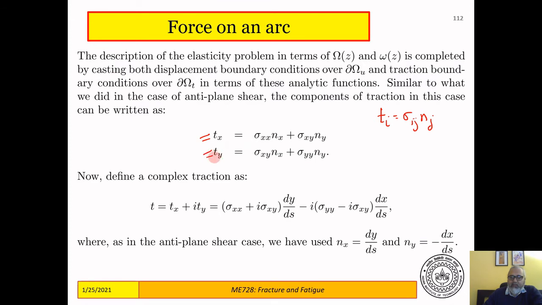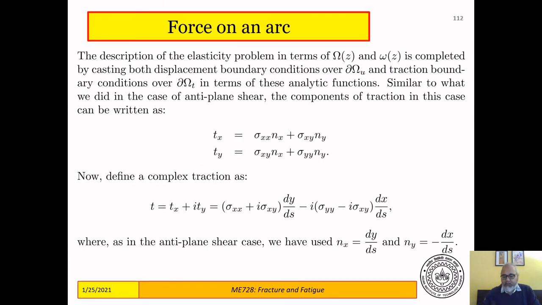These two are the traction equations, and then you can club them together into one single complex variable t, as Tx plus I Ty. So just multiply this by I, on both sides add, and then nx and ny, remember we had already derived, nx is dy ds, and ny is minus dx ds. Putting that in, this is what we get. This just follows from here.